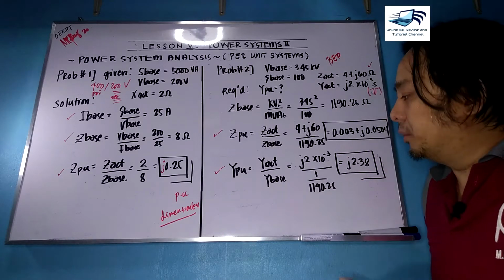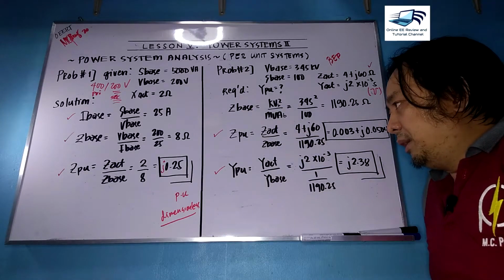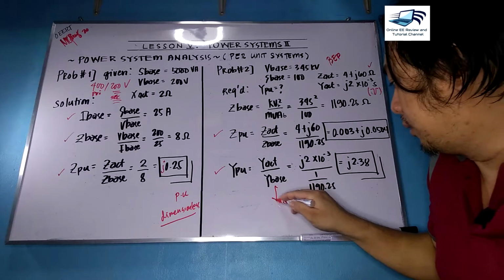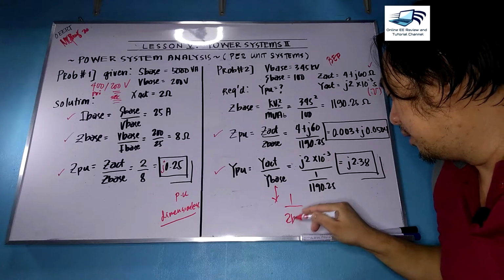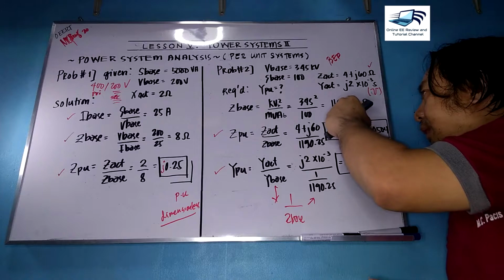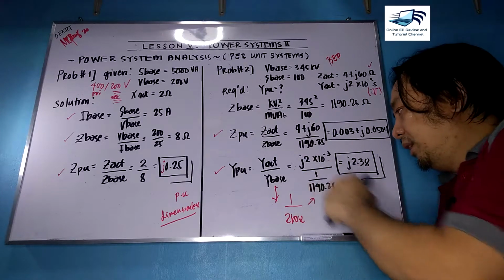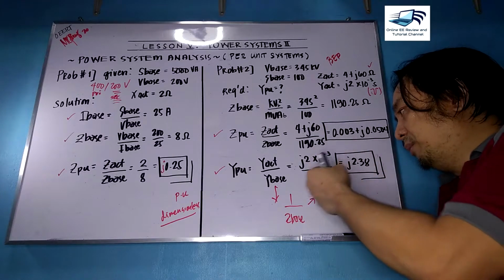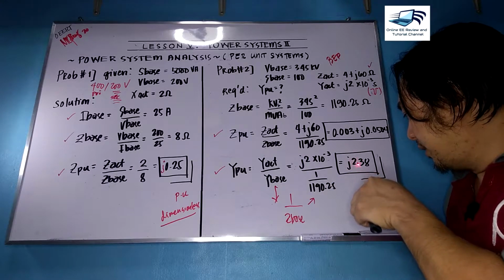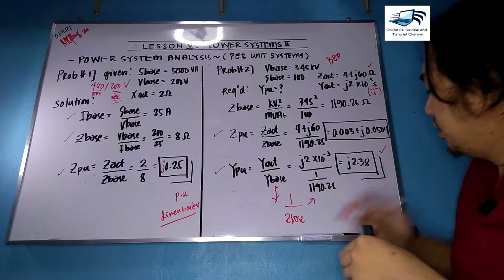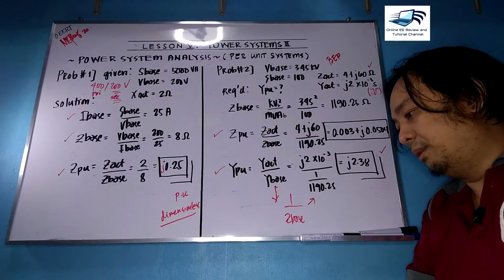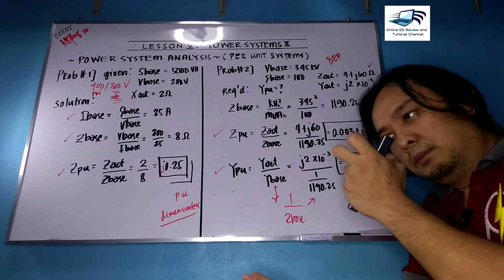Now for Y per unit, it's the inverse of your impedance. So you have Y actual over Y base, but Y base is simply equal to 1 over Z base. So that's why it becomes 1 over 1190.25, and then you divide it by j2 times 10 to the negative 3. Hence, our final answer here is j2.38. So, a very simple problem for a board exam problem.